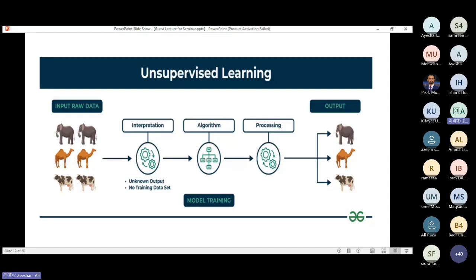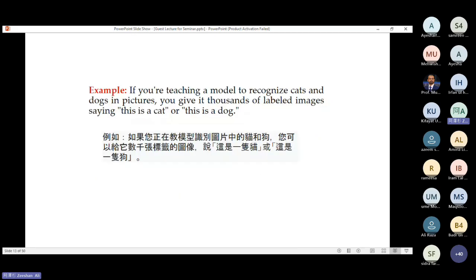For example, if you are teaching a model to recognize cats and dogs in pictures, you give it thousands of labeled images saying this is a cat or this is a dog. For example, if we take a picture of a zebra and the picture is blurred, we cannot clearly understand whether it is a zebra, a donkey, or a horse. So with the help of a machine learning algorithm, we can classify this picture as zebra, donkey, or horse according to their category.